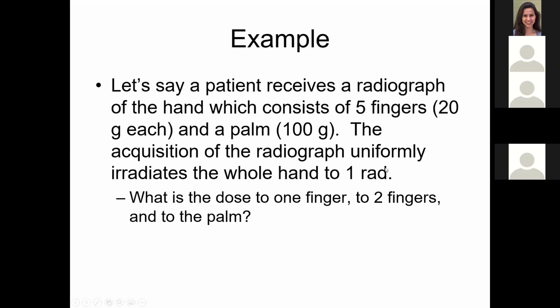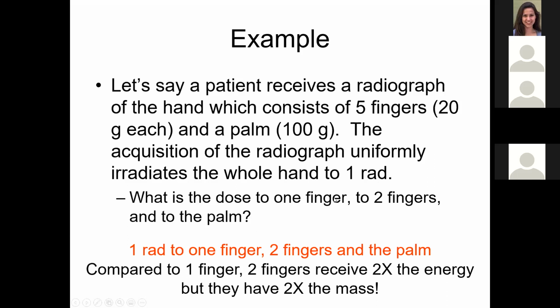So if we irradiate the whole hand to 1 rad, that means everywhere in the hand has 1 rad's worth of energy per unit mass. And so it doesn't matter if we're talking about 1 finger or 2 fingers or the palm, everything has 1 rad there.